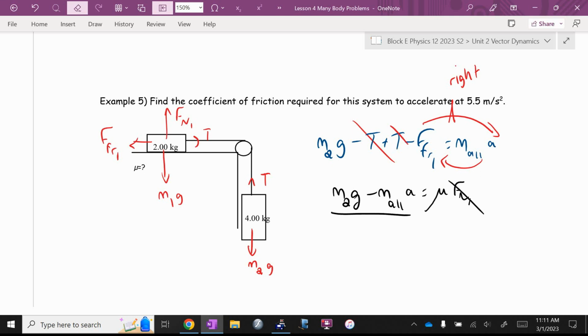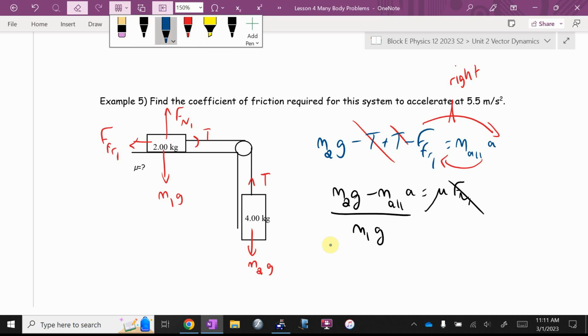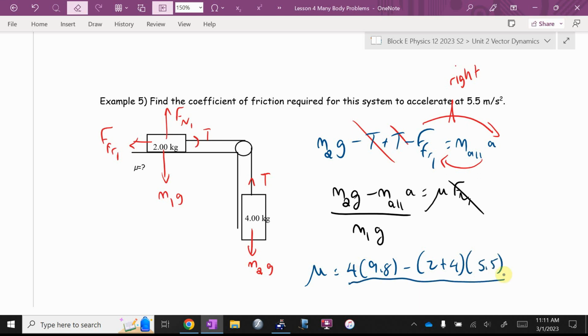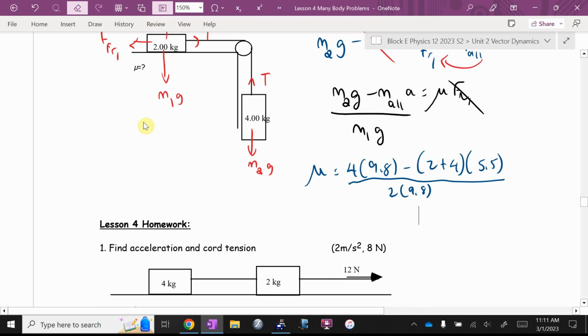Oh, but look. I know the force the same size as the normal force. Yes. So mu is going to be M2 times 4, G 9.8, minus, in brackets, 2 plus 4, times 5.5, all divided by M1 times 2, G 9.8. I'm hoping we get a mu between 0 and 1. I made up numbers, but I hope these are good.